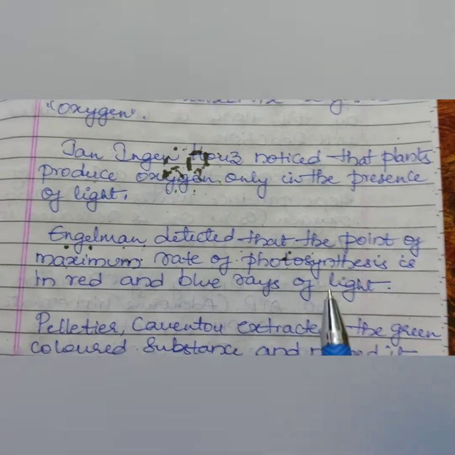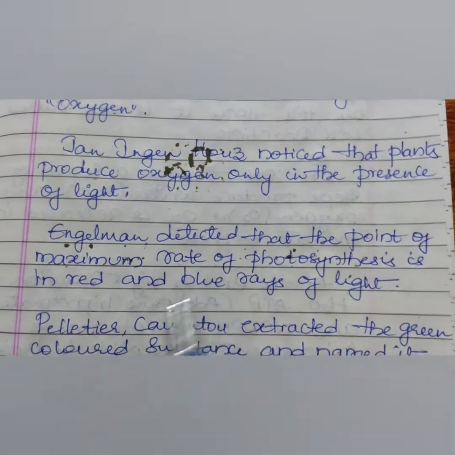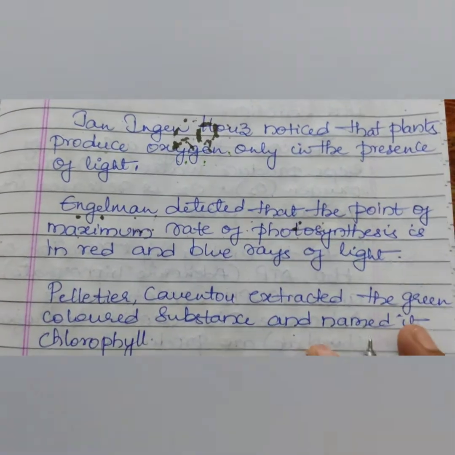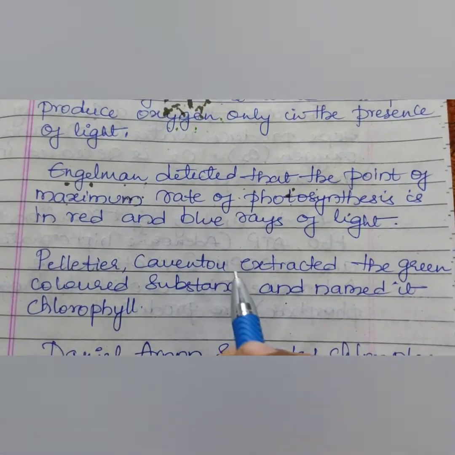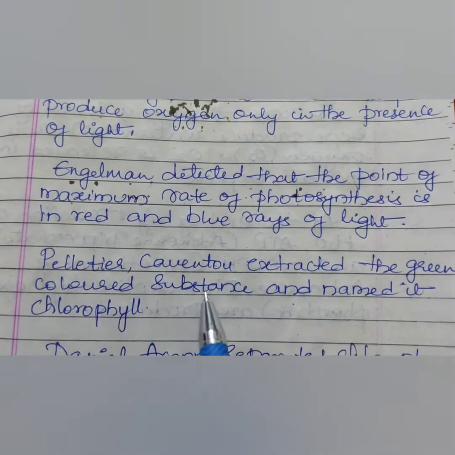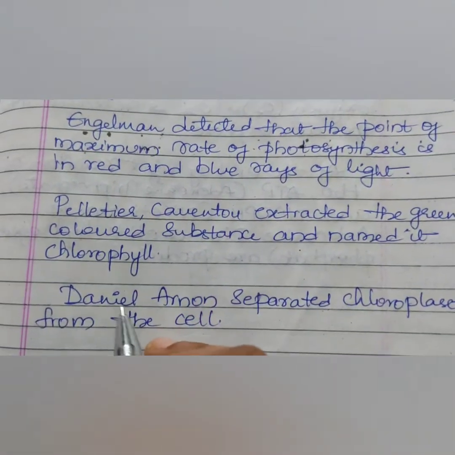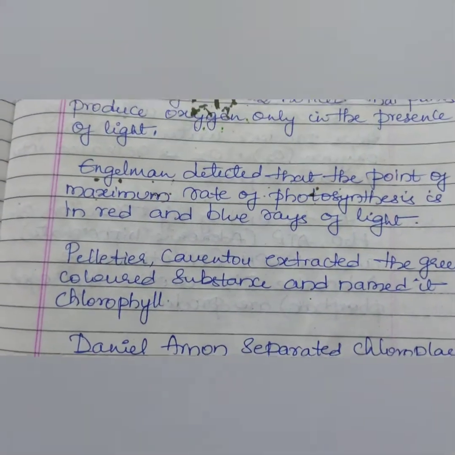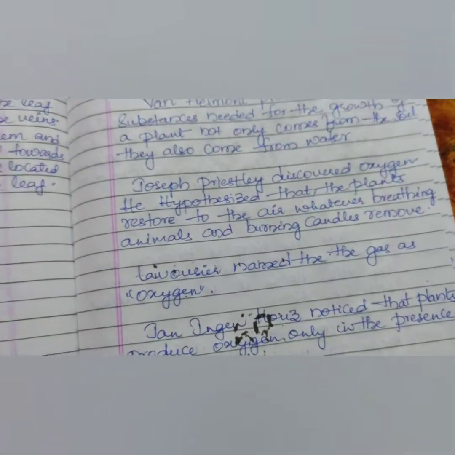We know that light is a combination of different rays. So in red and blue rays, there is maximum rate of photosynthesis. Next, scientist Pelletier and Caventou extracted the green color substance and named it chlorophyll. Next, Daniel Arnon separated chloroplast from the cell. These are the researches done by the different scientists.